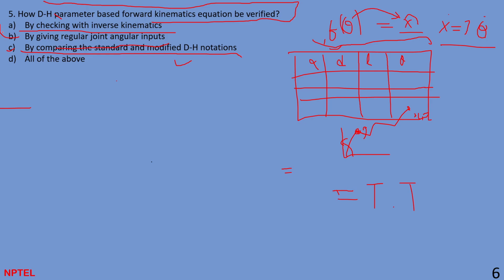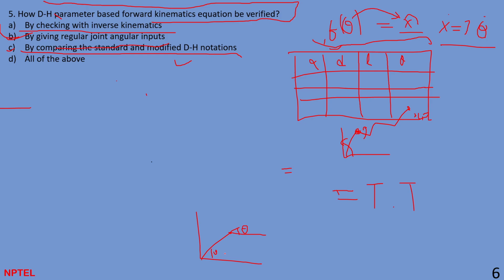So the answer here is B, giving regular joint angular inputs. By giving regular joint angular inputs, you can see how the joint is behaving. Right? Let's say you have two joints, one and two, and you have a DH parameter for two, theta one and theta two. You can control this joint. You give it something like a 30-degree angle.